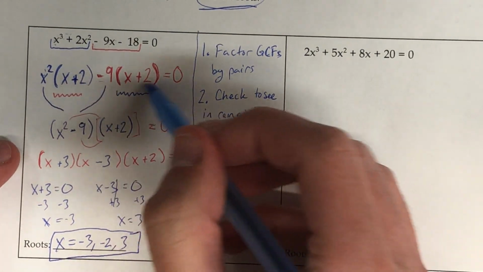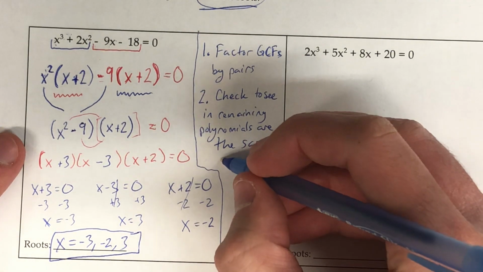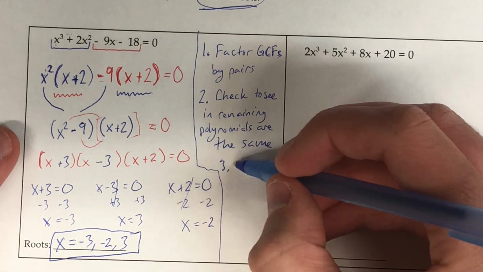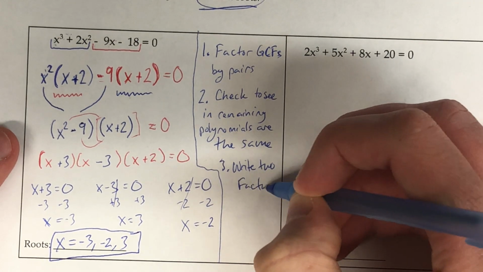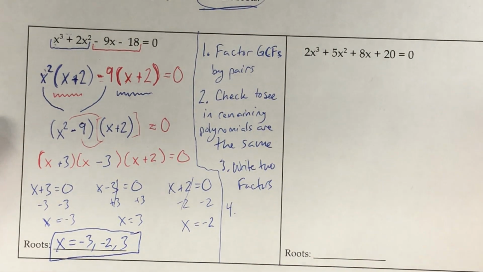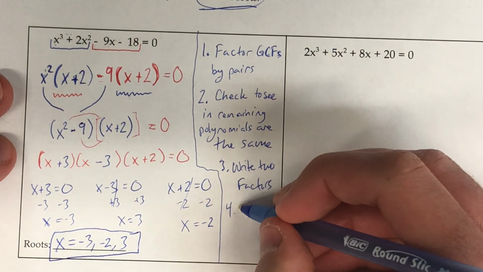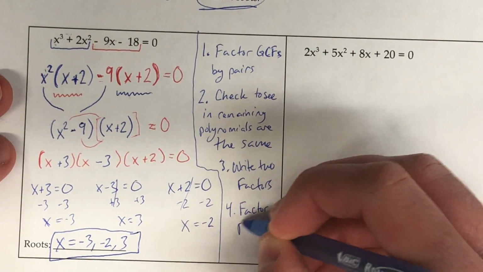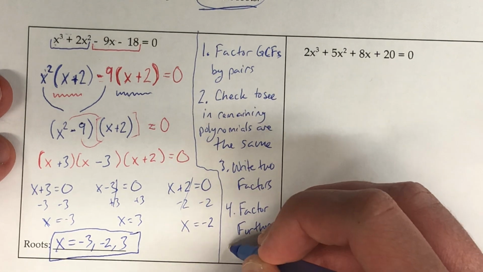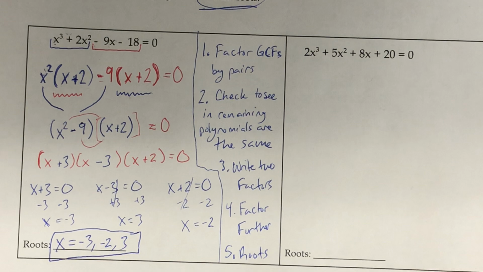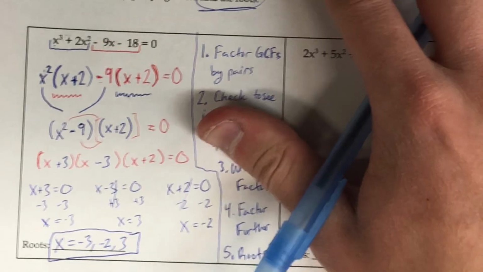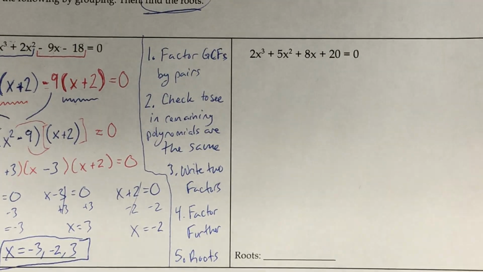That's what we did next. We checked to see that x plus 2 and x plus 2, those are the same. From there, you can write your two factors. After that, if we can, we factor further. And the last we find our roots. So those are the steps we'll continue to take now for our second problem.